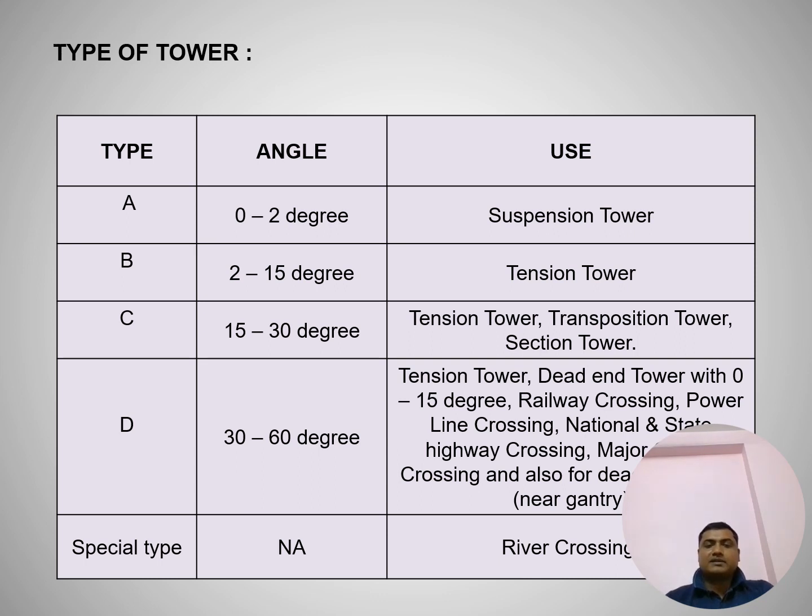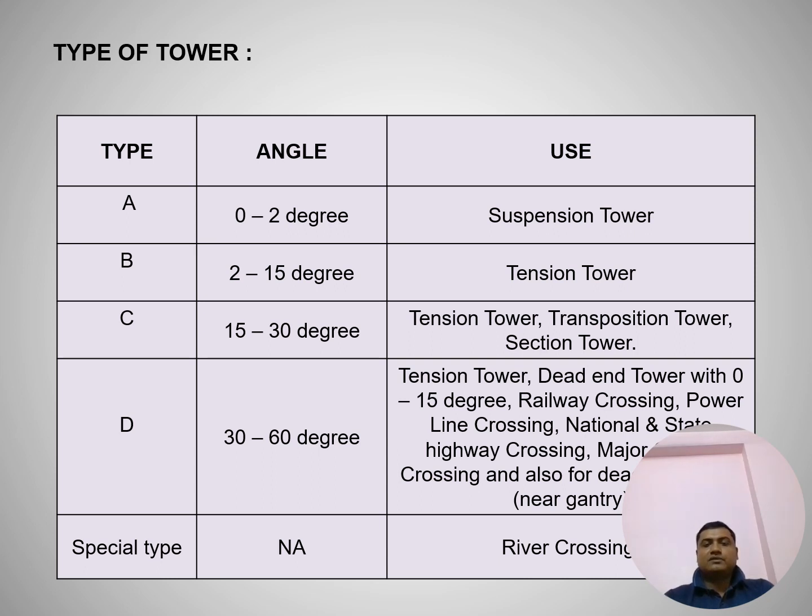And the D type tower has an angle of deviation of 30 to 60 degrees. Basically this is used as a dead end tower, or for railway crossing, line crossing, national highway crossing, etc. Some special types of towers are also used, specially designed for special work, like for critical areas.